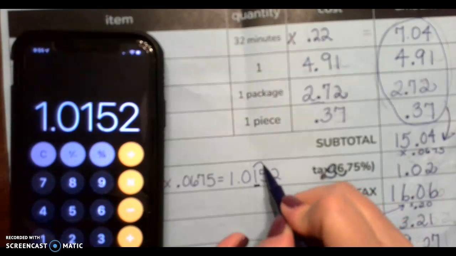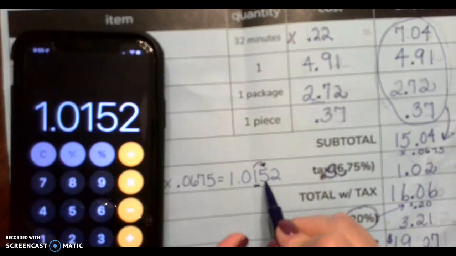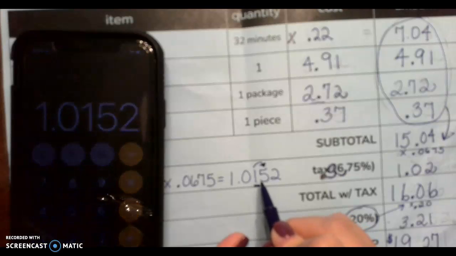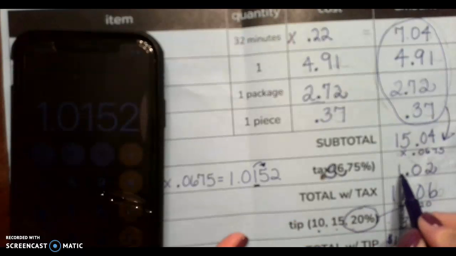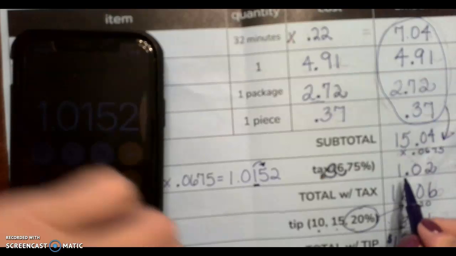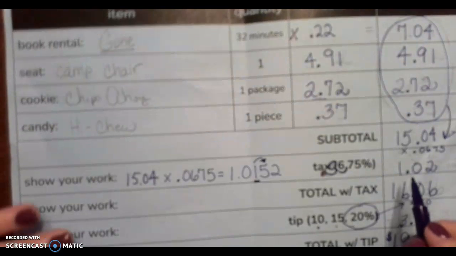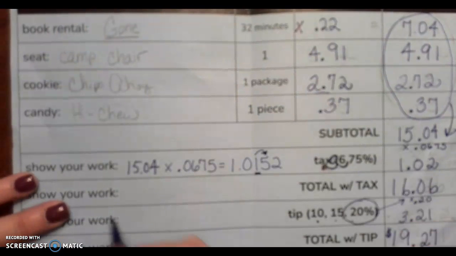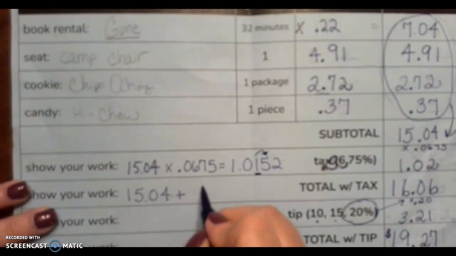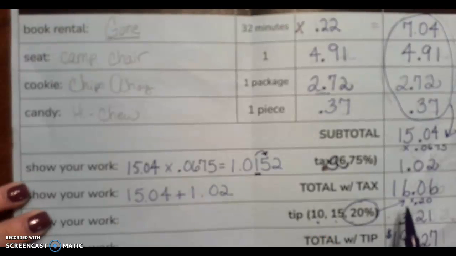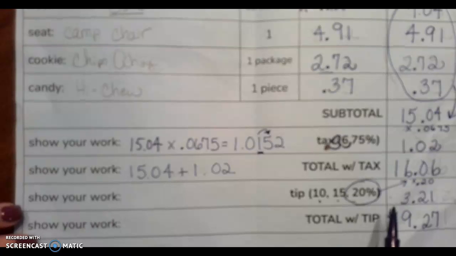Now, in math terms, when we're talking about money, we want to round it to the nearest cent. So we look at the number that comes after it. If it's 5 or greater, we round this number up. If it's under 5, we just leave it the same. So since this is above 5, I'm going to round this up to 2. And so my tax amount is going to be $1.02. Now, I'm going to add that total that I had, $15.04, to what my new tax amount is, and that gives me $16.06.